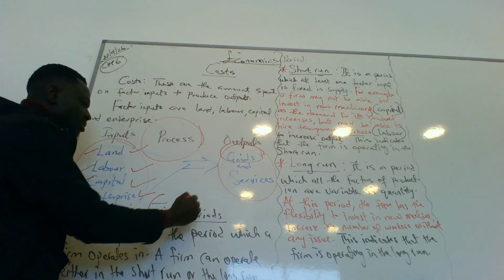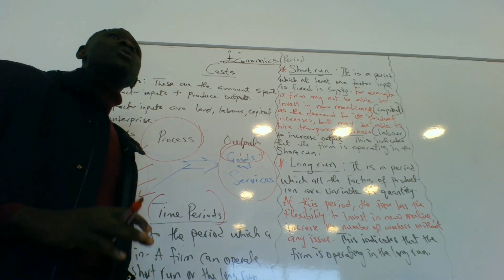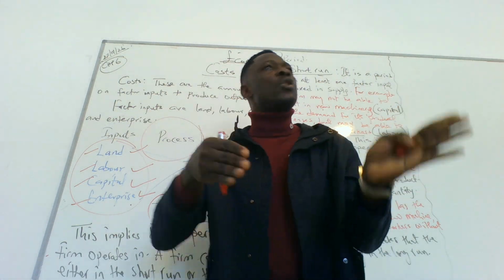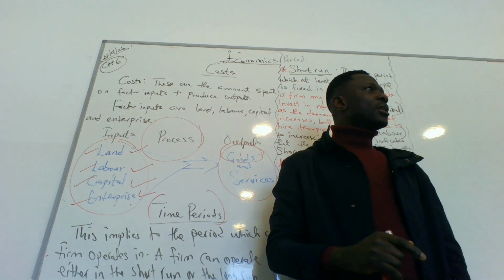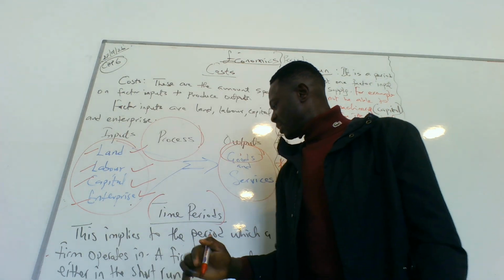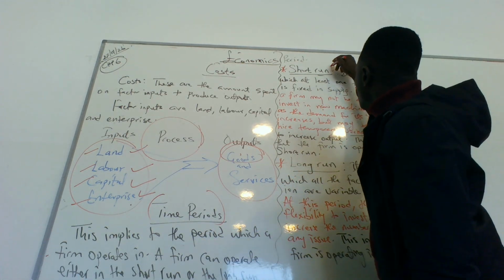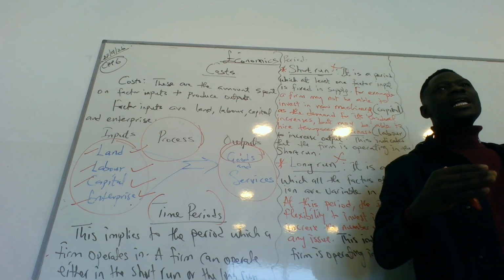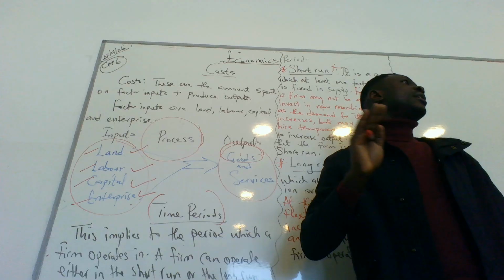Now go to time periods. Why do we call them time periods? We call them time periods because this is the period which we operate in as a firm. So there are 2 time periods a firm can operate in. A firm can operate in the short run or in the long run. So it's either you are operating in the short run or in the long run.